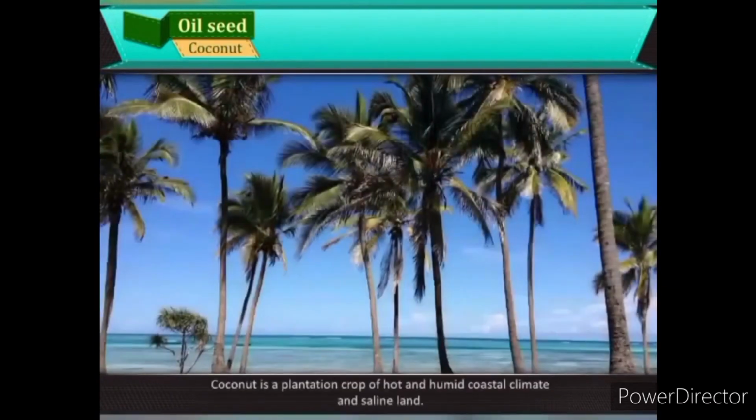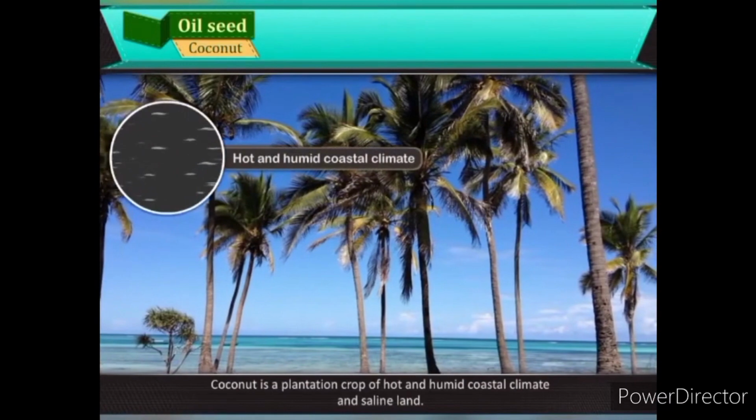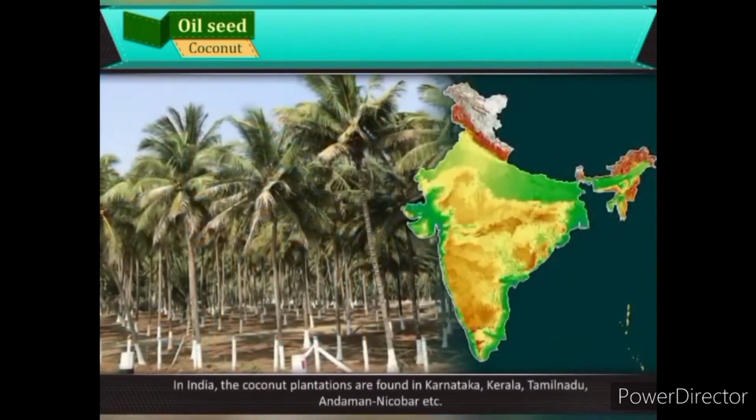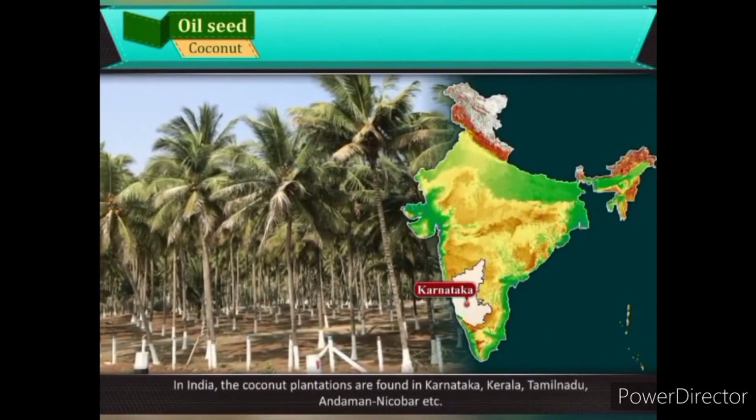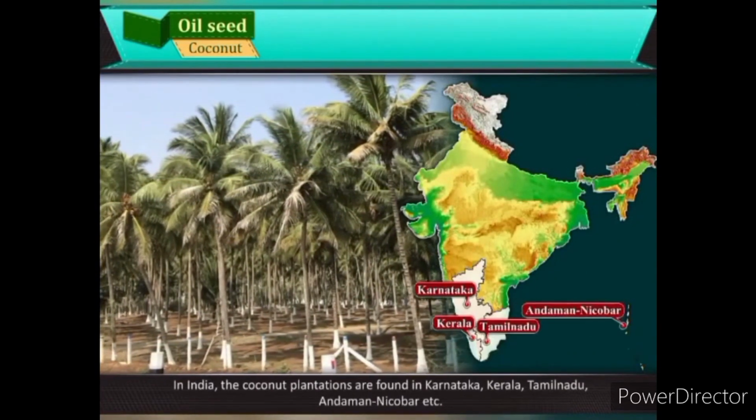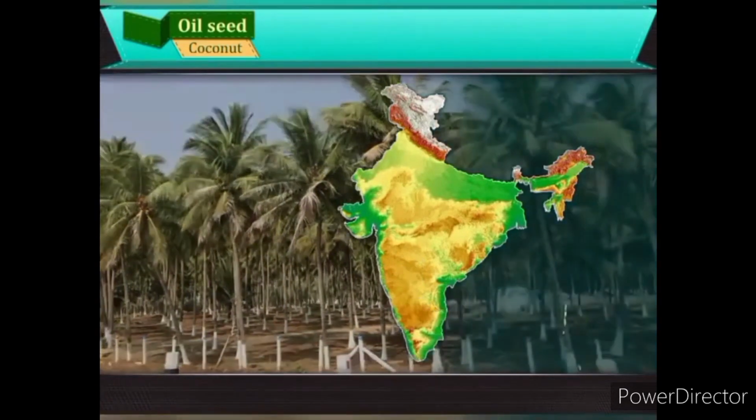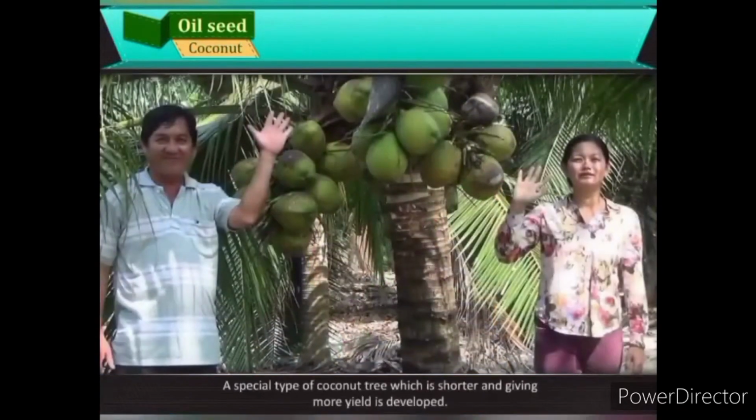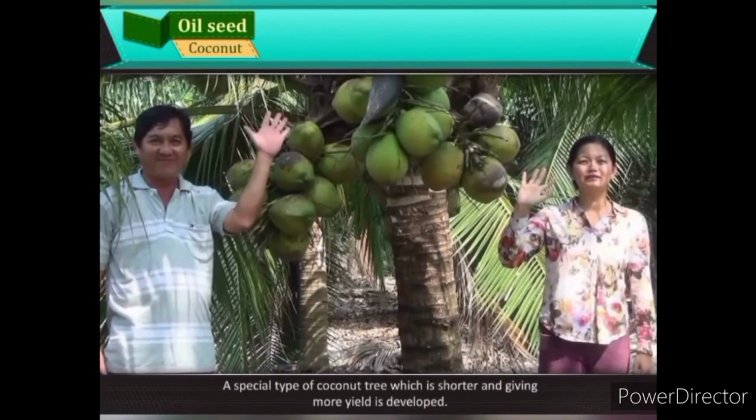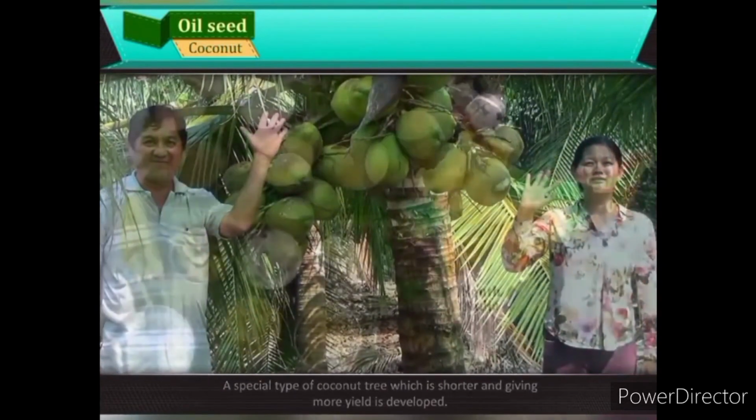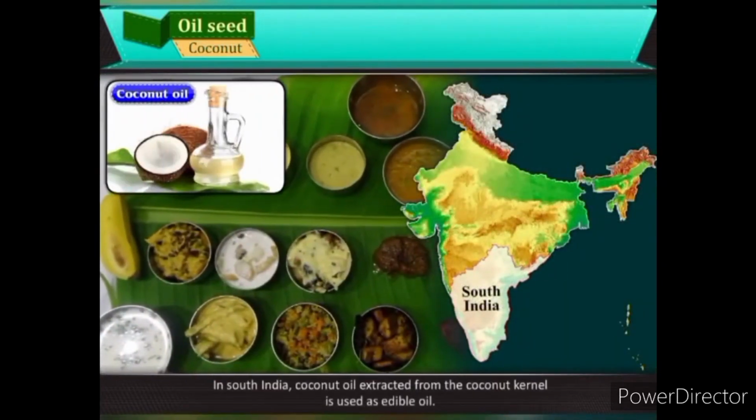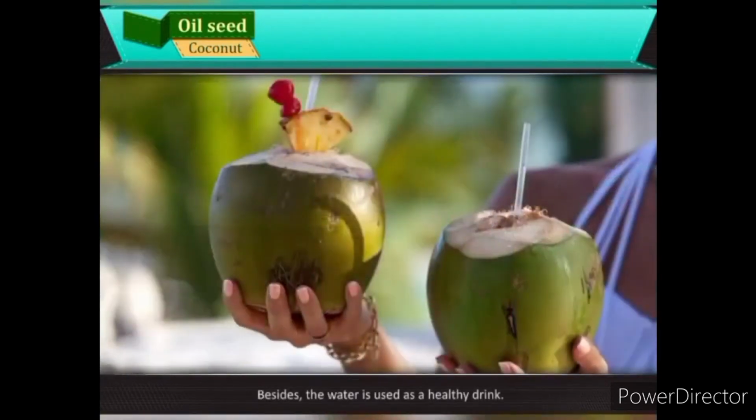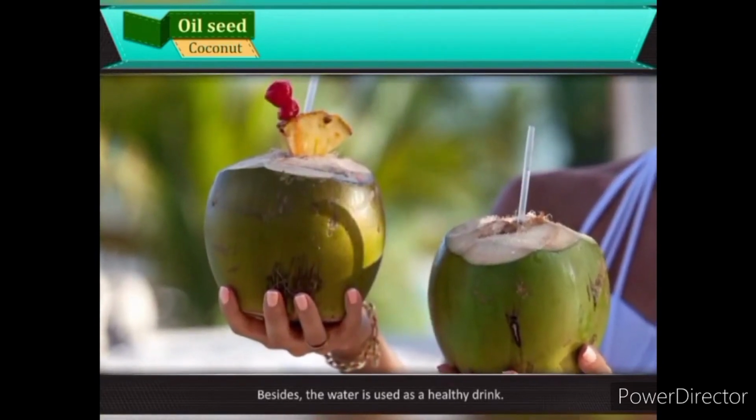Coconut. Coconut is a plantation crop of hot and humid coastal climate and saline land. In India, coconut plantations are found in Karnataka, Kerala, Tamil Nadu, Andaman Nicobar, etc. In Gujarat, coconut is grown in coastal regions. A special type of coconut tree which is shorter and gives more yield has been developed. In South India, coconut oil extracted from the coconut kernel is used as edible oil. Besides, the water is used as a healthy drink.